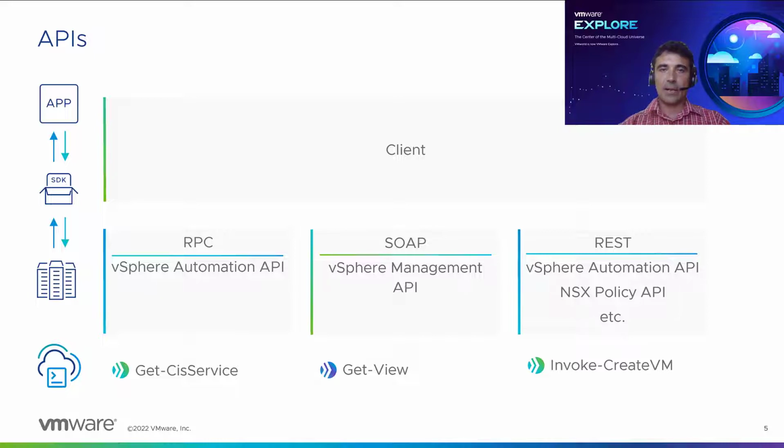So we're using a generator which consumes the REST API documentation and the REST API definition, and we generate out of it PowerShell commandlets for every API operation. One example of such a commandlet is Invoke-CreateVM. I'm going to explain a little bit in more detail about how the names of these commandlets are formed. So we're doing that for the vSphere Automation API. We're doing the same thing for the NSX Policy API, and we're planning to do that for many other REST APIs that we have in VMware.